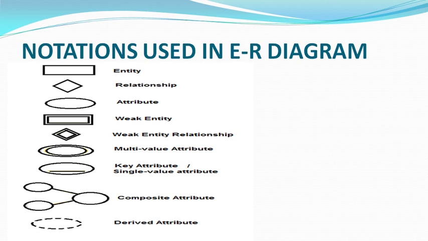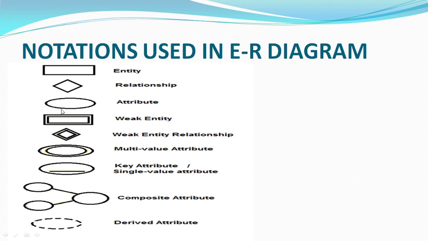Let's see the notations used in the ER diagram. Here entity is represented using the rectangle, and relationship is represented using the diamond. Here relationship means how one entity is associated with another entity. Employee works for department. Employee and department are the entities. The relationship is works for.